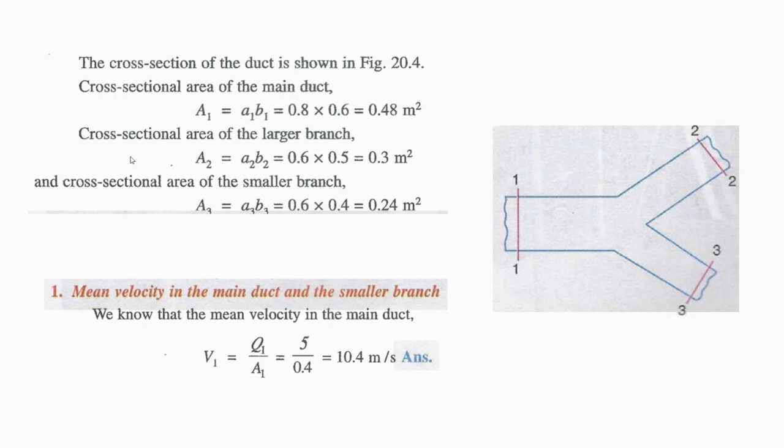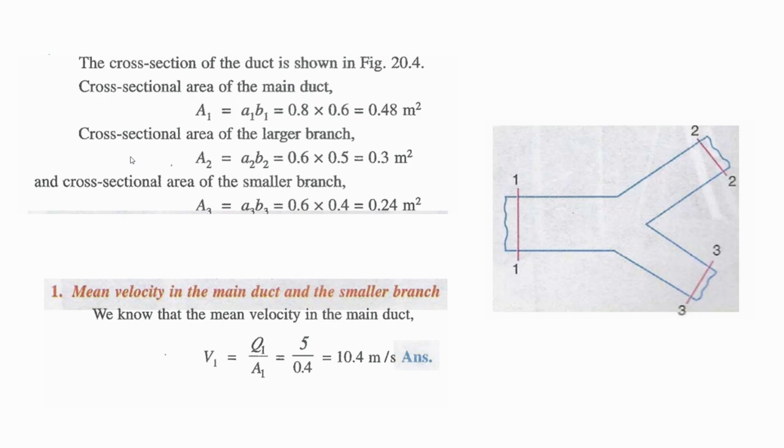Now our first answer is the mean velocity. We have to find the mean velocity in the main duct and smaller branch. We know that the mean velocity of the main duct V1 is equal to Q1 upon A1. We have the formula for continuity, Q is equal to A into V. By that formula, we have V1 is equal to Q upon A. So in this way, with Q and A, we will get the velocity in the main duct, which is 10.4 meter per second.